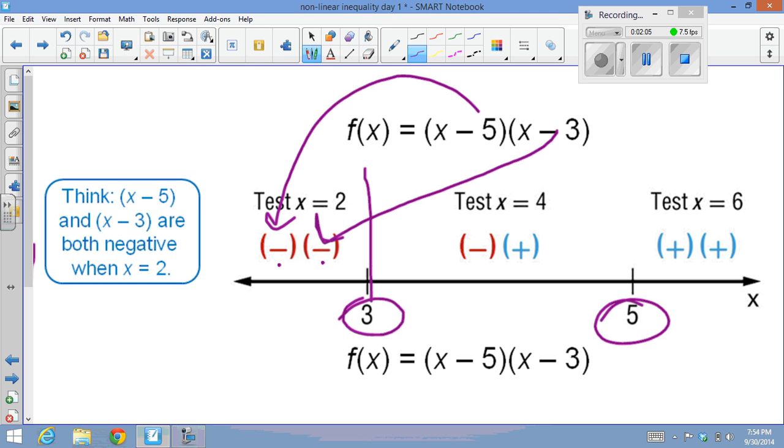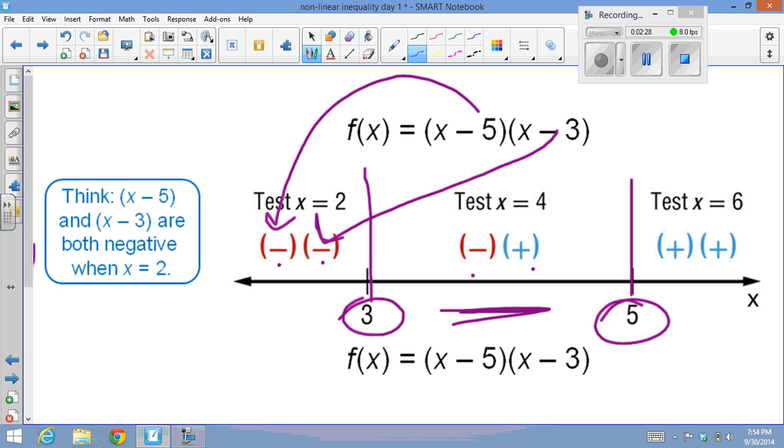Now I'm going to go on to another point. The other point is going to be in this interval in here, something in between 3 and 5. Well, if you want to, you can pick all the fractions you want, or you could go with the easier way and pick 4. If I put 4 into x minus 5, I will get a negative number. But if I put 4 into x minus 3, I will get a positive number. So that's where the values are coming from.